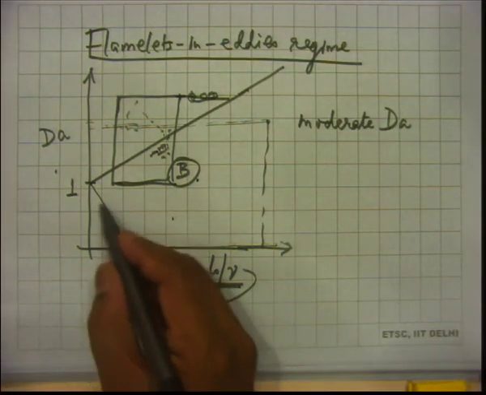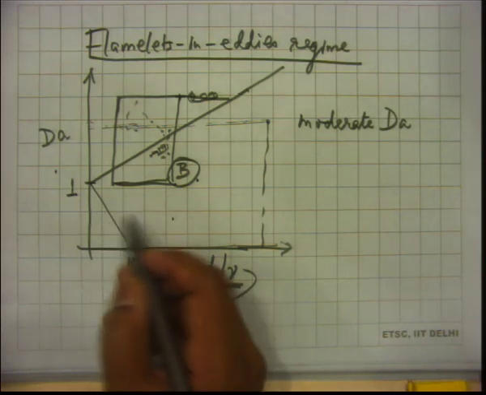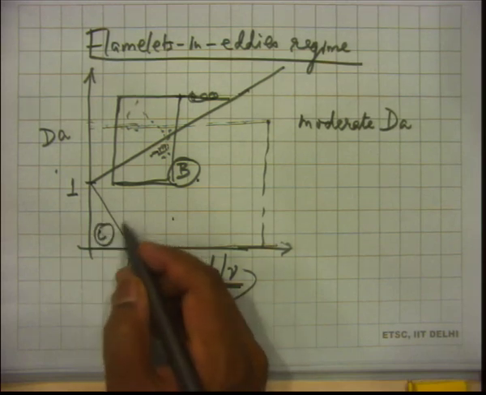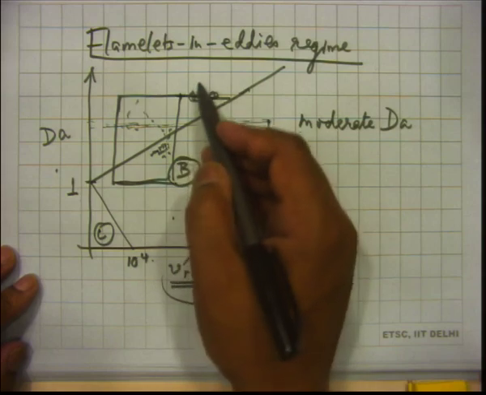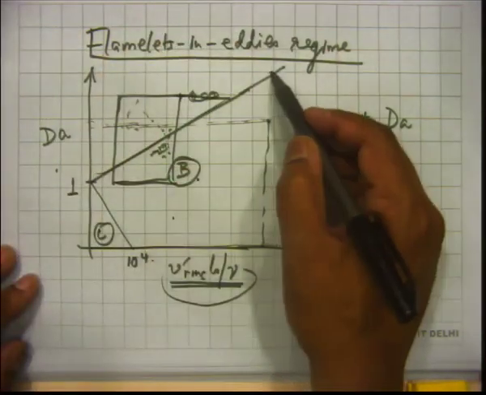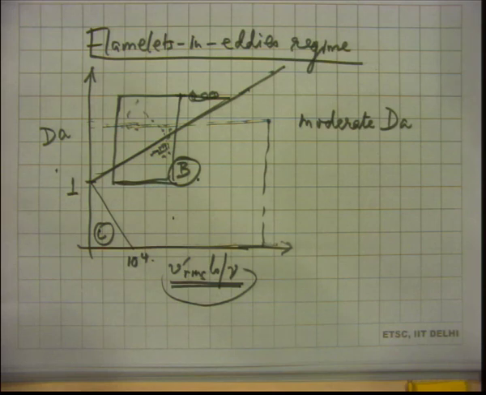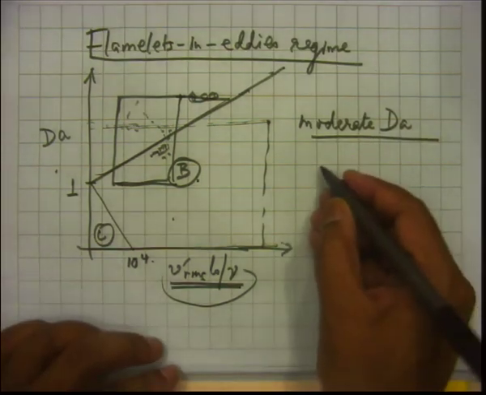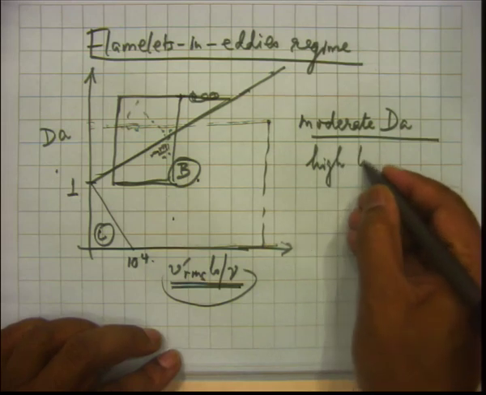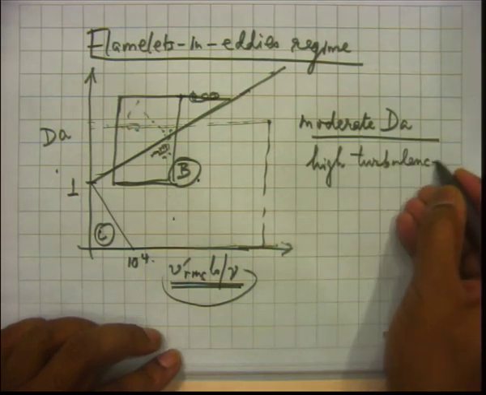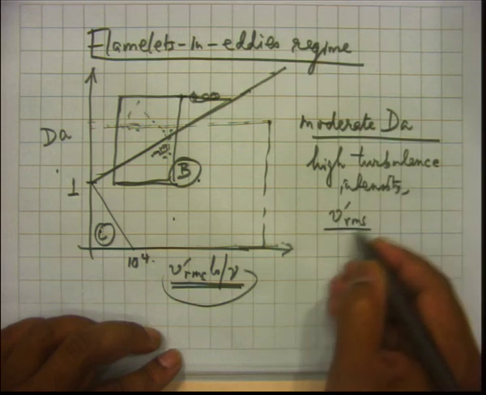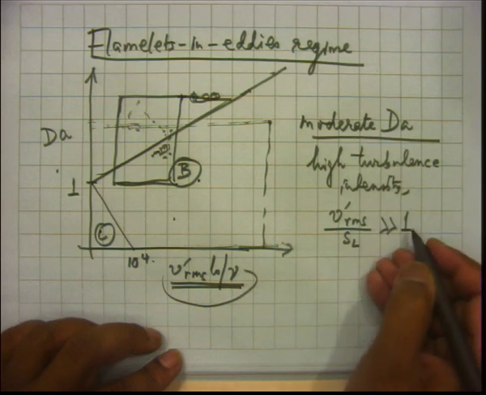Okay. If the Damkohler number is too low, then you are probably in the distributed reaction regime. So, that is C, and if the Damkohler number is really high, you will end up going above this particular line. So, you will end up being in the wrinkled reaction sheet regime. So, this is for moderate Damkohler number, and also this is typically for high turbulence intensity, that is v prime RMS divided by S_L much greater than 1.